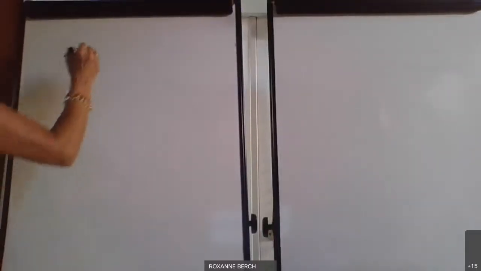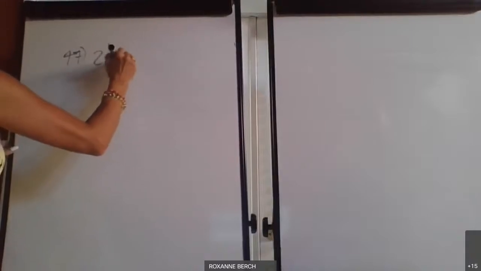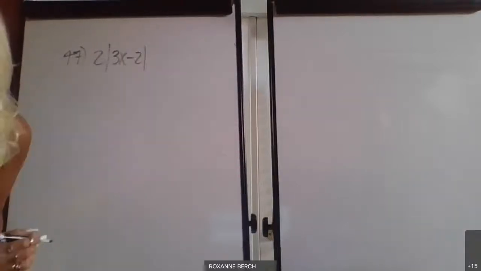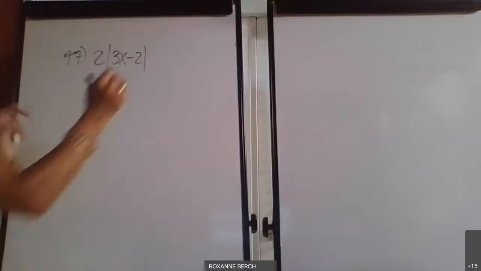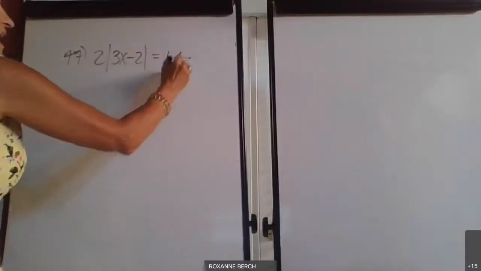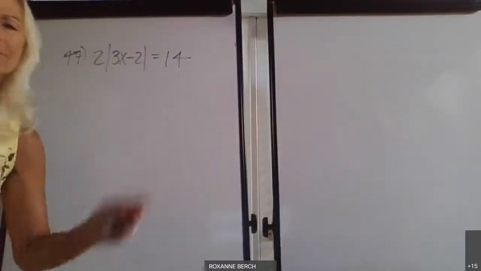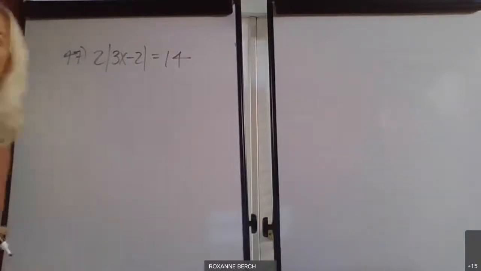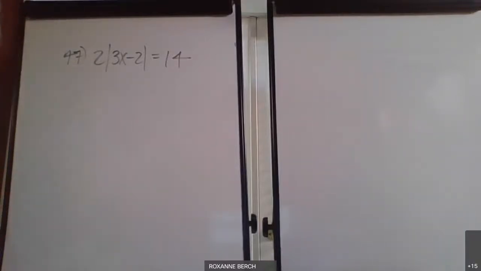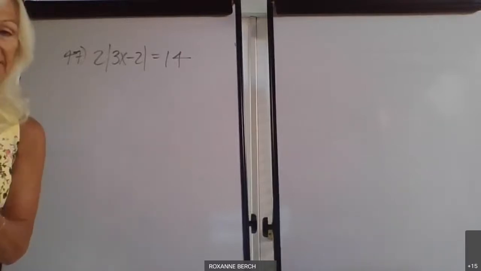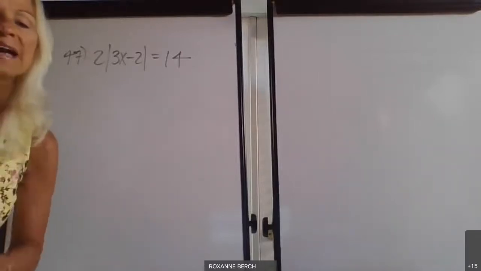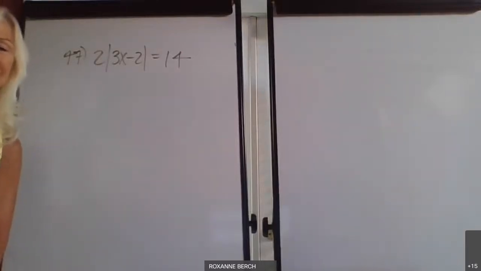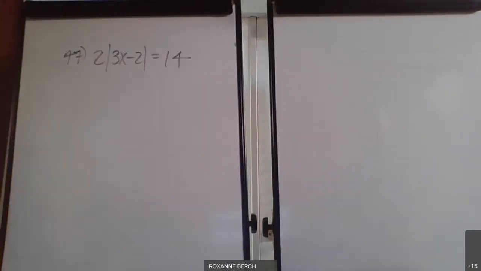Okay, 47. 2 times the absolute value of 3x minus 2 is equal to 14. So like I said, I look at this and go, okay, what do I have? It's absolute value. So what? You isolate the absolute value and you write a disjunction, which is an OR, right? So this is not isolated.